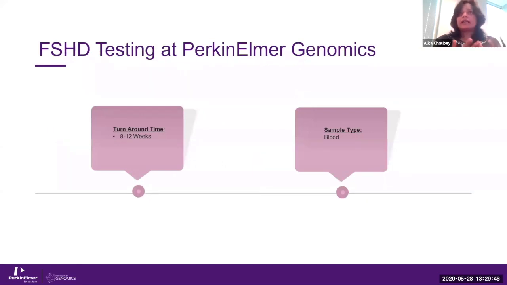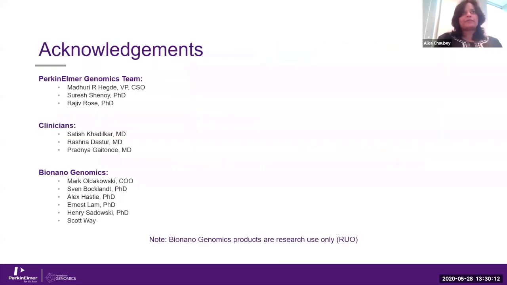So how much time does it take, and what is the right sample type? This is a blood test. We want peripheral blood, 3 to 5 ml of blood. And the turnaround time is 8 to 12 weeks right now. And this could be because they could be tiered testing, but we attempt to release these reports as soon as the data is available. But this is what we have right now.